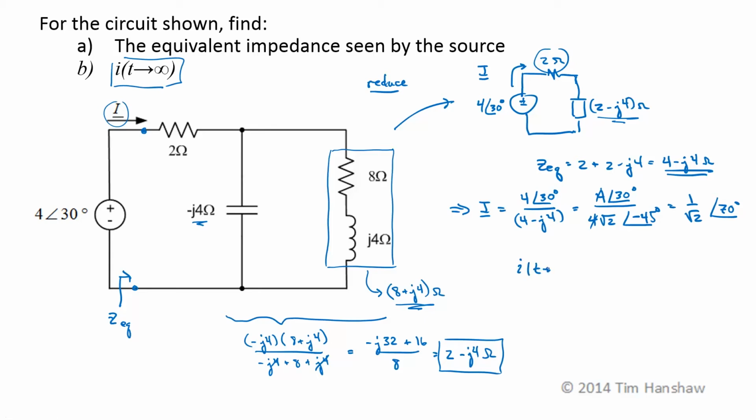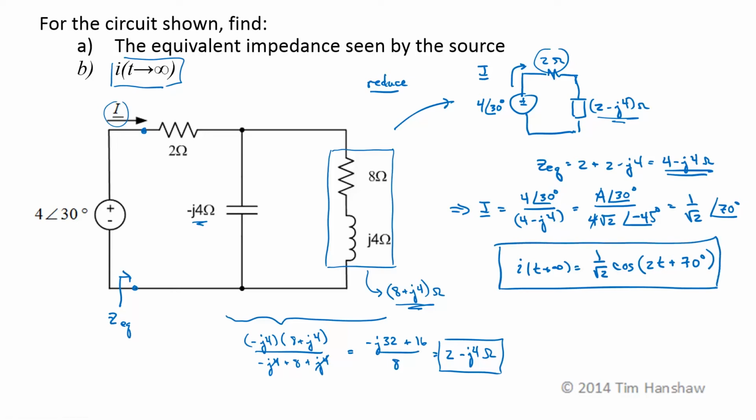So I, as t goes to infinity, is a sinusoid with this magnitude, 1 over root 2, cosine of the frequency, which was originally 2 radians per second, plus 70 degrees. And there's an answer to our problem. As usual, there's more than one way to do a problem.